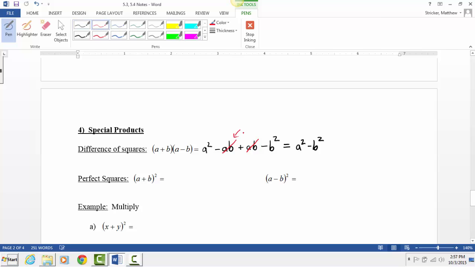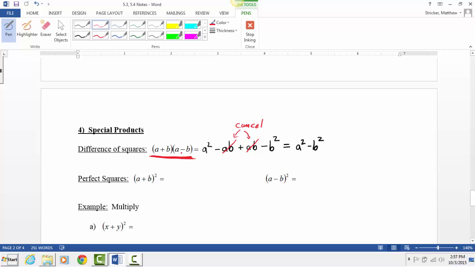These ones cancel. And they will always do that when we have this difference of squares form, where the a and the b are the same, but the difference is there's a plus on one binomial and there's a minus on the other.